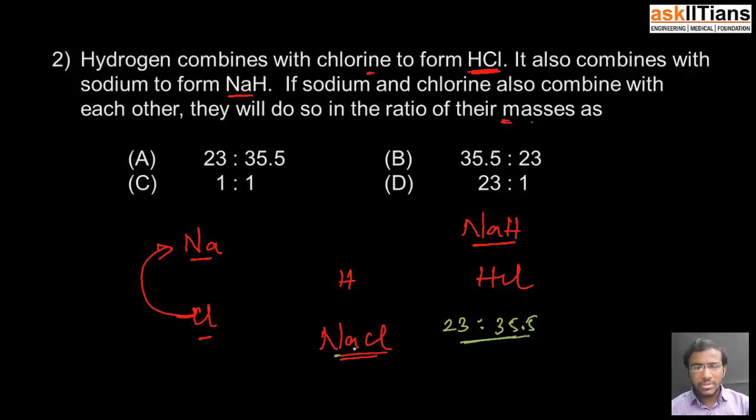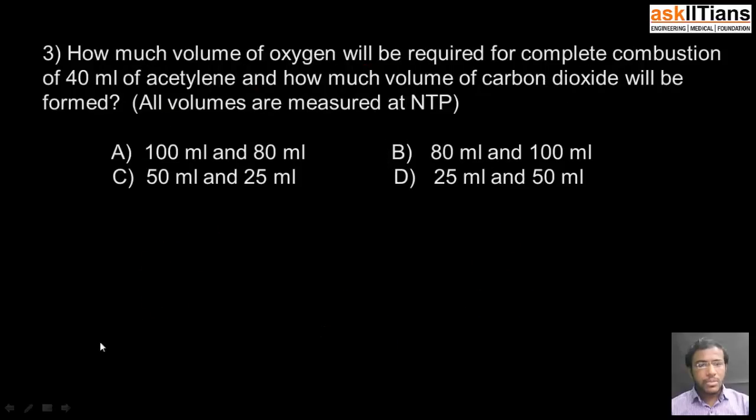This is the ratio of the masses in which sodium and chlorine combine with each other. Okay. So it's not 1:1, it's not 23:1, it's 23 is to 35.5. So A is going to be the correct option. This question is also based upon the law of reciprocal proportion that we have seen in the previous question, question number 1. I hope that you understand the question. So let's move to the next one.